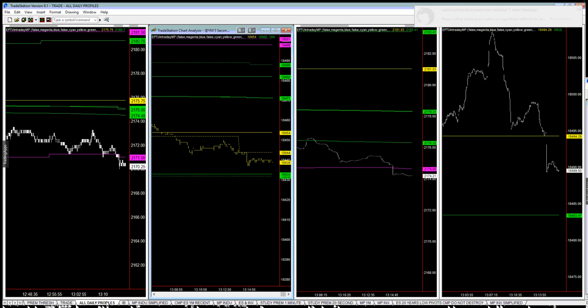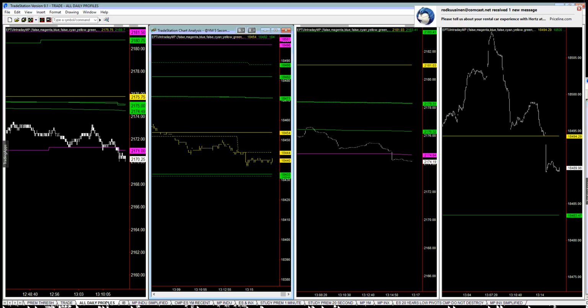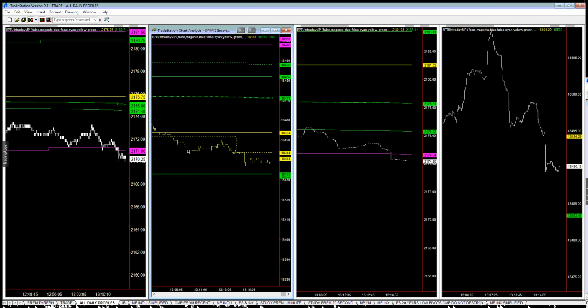The YM down around 18,433 looks like a pretty good target. That's already been the low, actually 18,432. So we expect that to be tested.